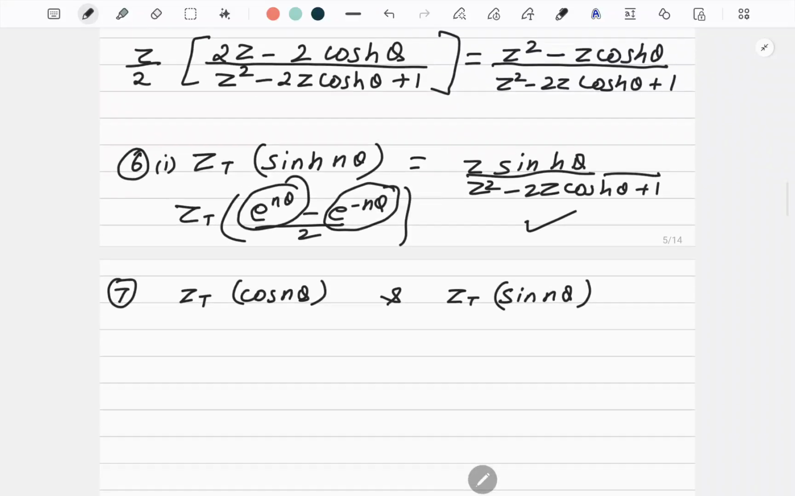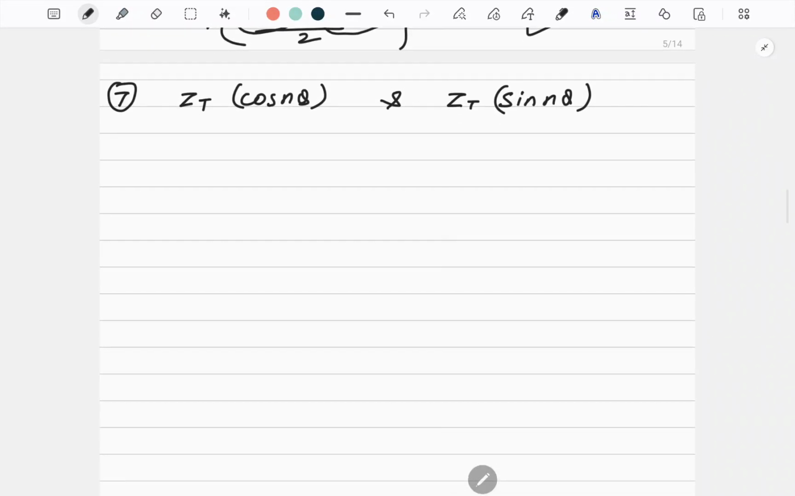Okay. Now let's move to the very important question where you have to find out z transform of sin n theta and cos n theta. This will help in so many questions where sine and cos is involved. And this is a standard result which you can use for further other questions. But many times they ask, find out z transform of cos n theta, find out z transform of sin n theta, so that you should know how to derive it. So now let us start it.